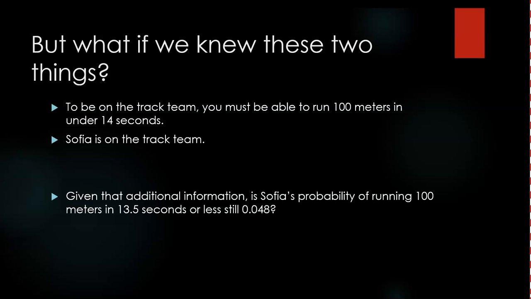But what if we knew these two things? To be on her track team, anybody who wants to be on the track team has to be able to run 100 meters in under 14 seconds, and we know that Sophia is on the track team. Without going into the actual mechanics of it, I can let you know that we can apply Bayesian methods, and given that information, is Sophia's probability of running 100 meters in 13.5 seconds or less still 0.048?